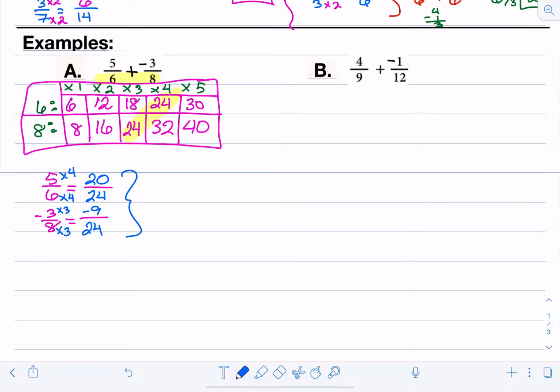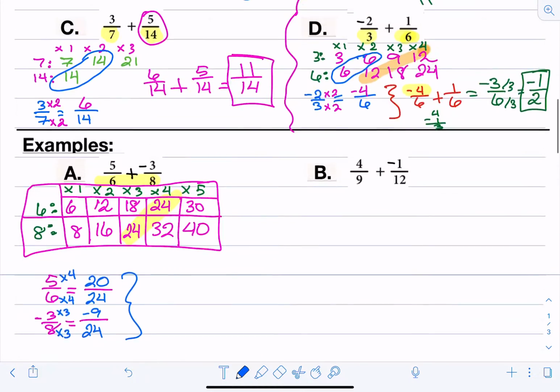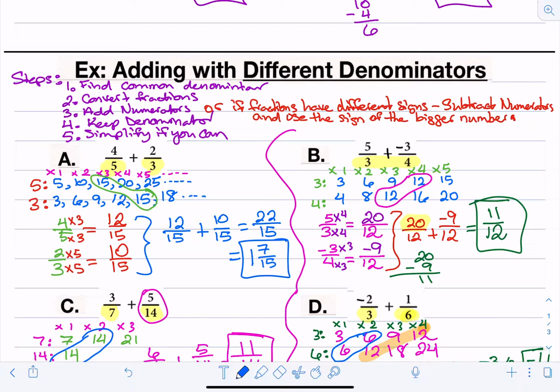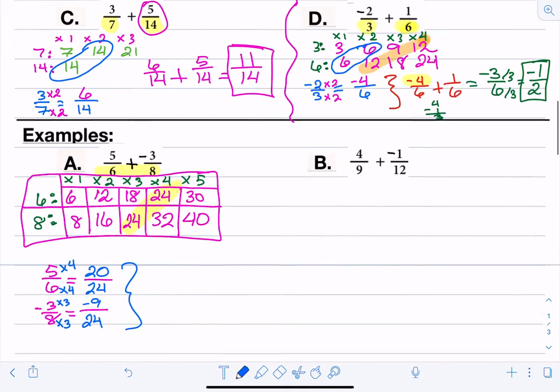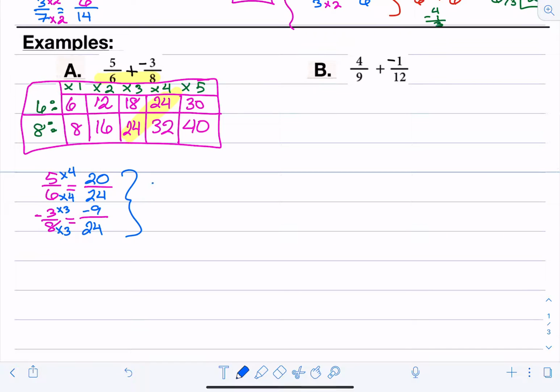Okay. Now that my fractions have been converted, I can go to step 3. And step 3 says, add numerators, or if fractions have different signs, subtract the numerators and use the sign of the bigger number. Okay, so if we have 20/24 plus -9/24, they definitely have different signs. 20/24 is positive, -9/24 is negative. So we're going to have to subtract the numerators, right, and keep the sign of the bigger number.